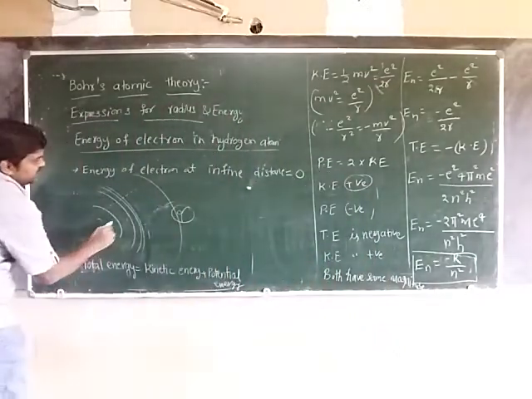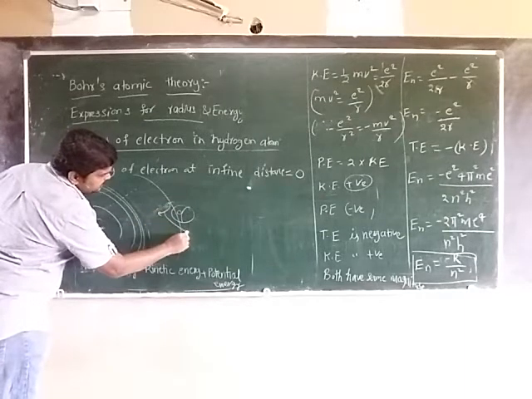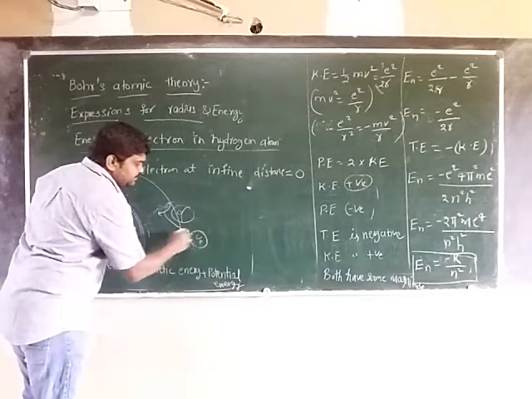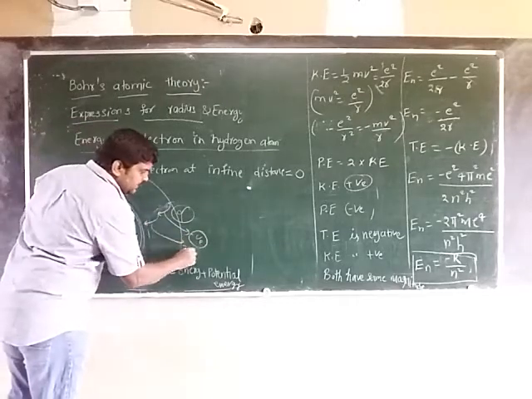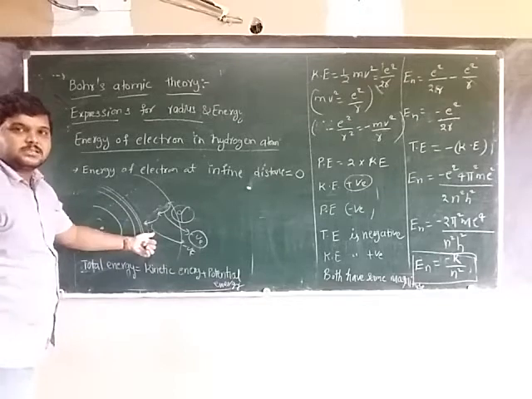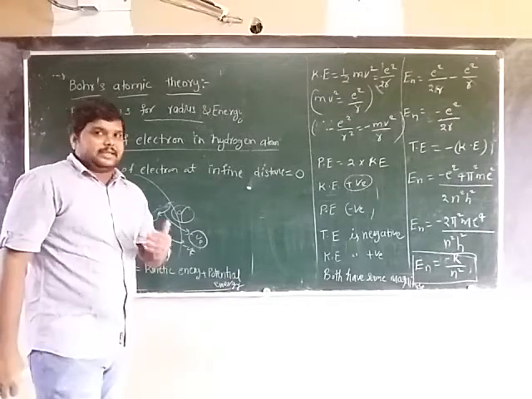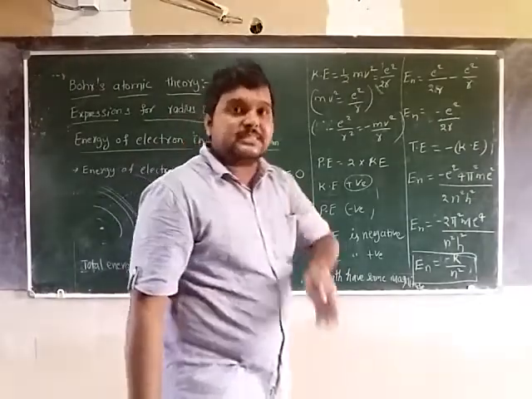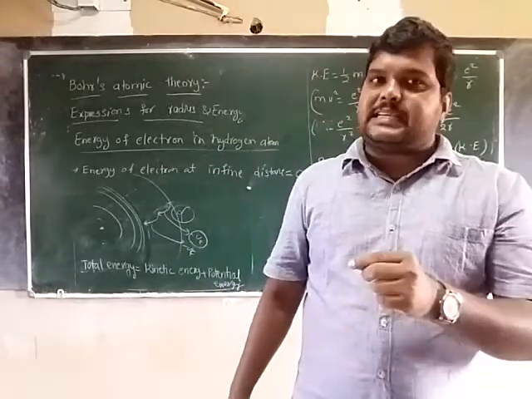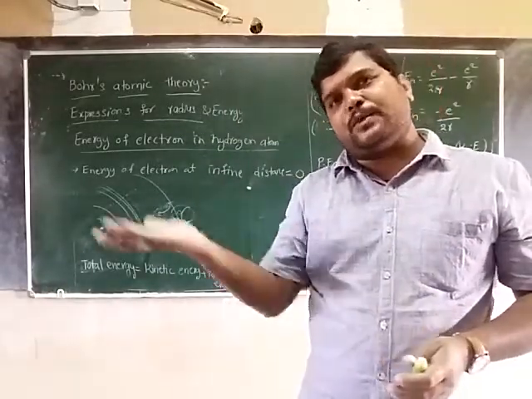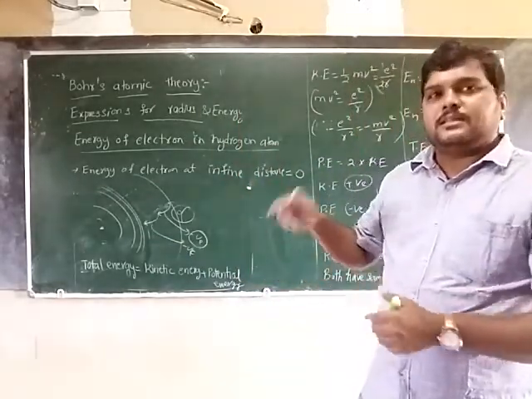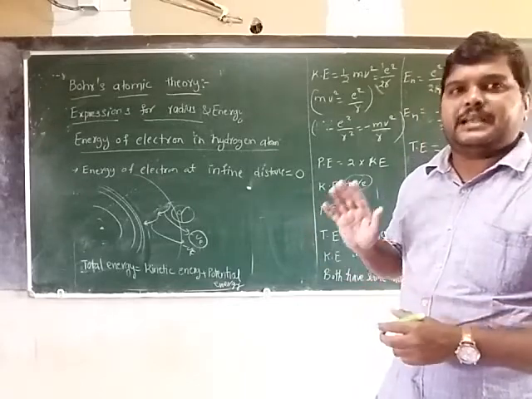So when electron jumps from higher to lower, what will happen? It loses energy. So 0 to less than 0, that is negative. It loses some energy, so that is also negative. Finally, the energy in this case we consider as negative. But energy is not negative by nature. Here, when electron is at infinite distance, the energy is considered as 0. When electron jumps from higher to lower, it releases some amount of energy. That's why we consider the energy of the electron here with a negative sign.